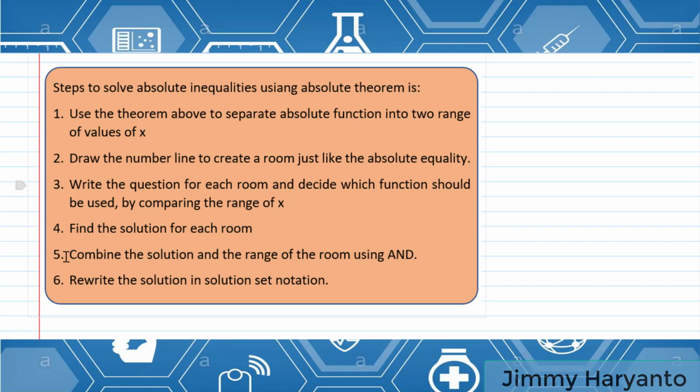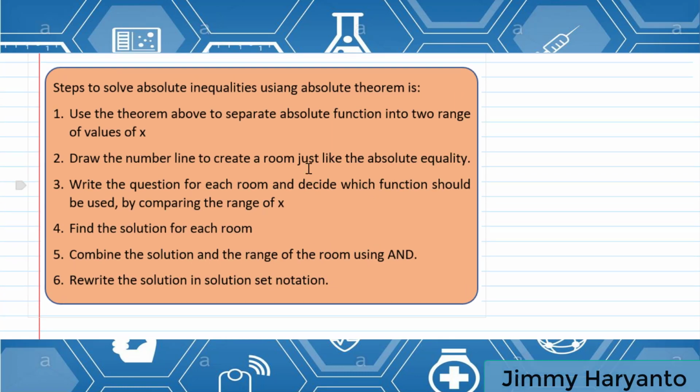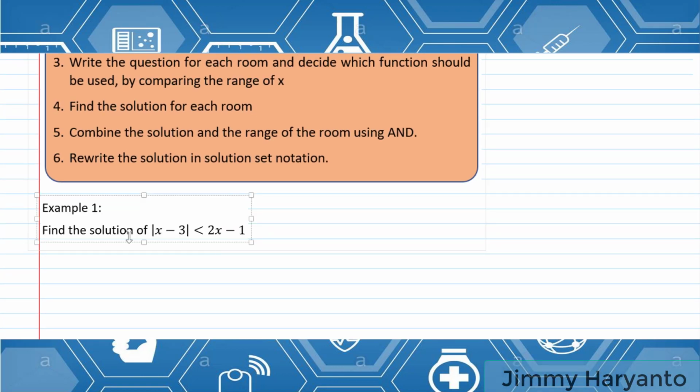The difference is number 5. Combine the solution and the range of the room using "and", the conjunction, and then rewrite the solution in solution set notation. So overall, the steps are the same as with the equality, but we have to add the 5th step. How to solve this one?